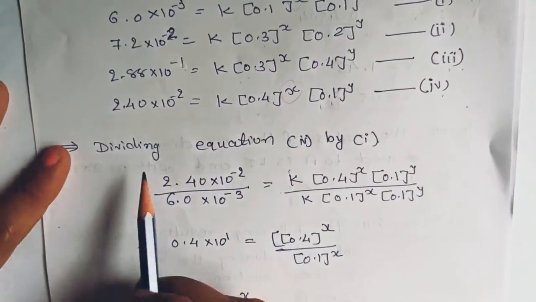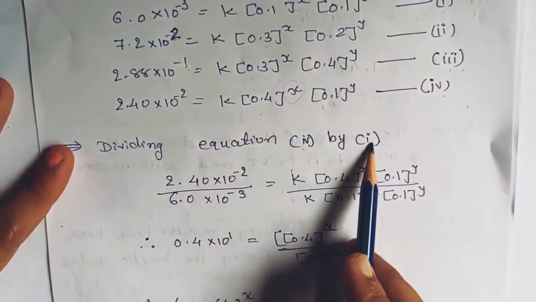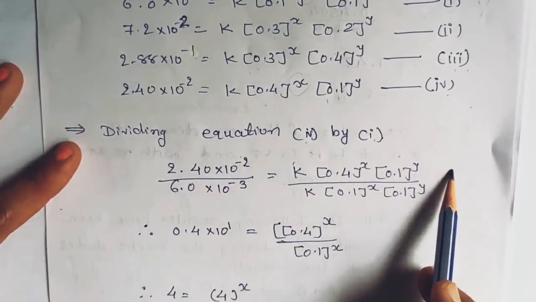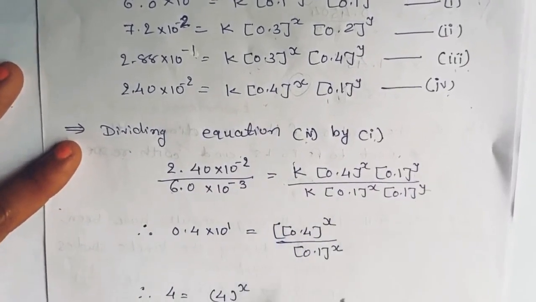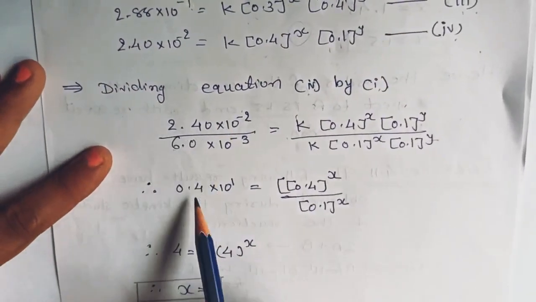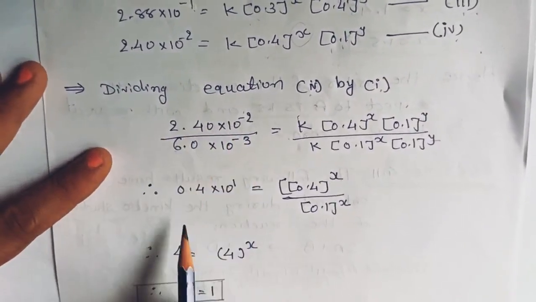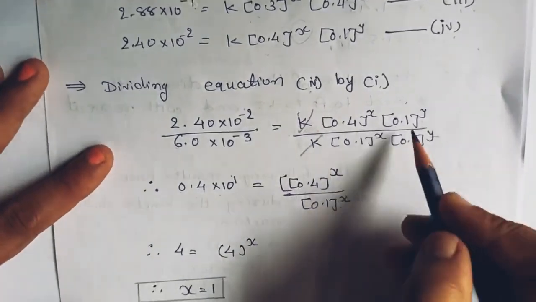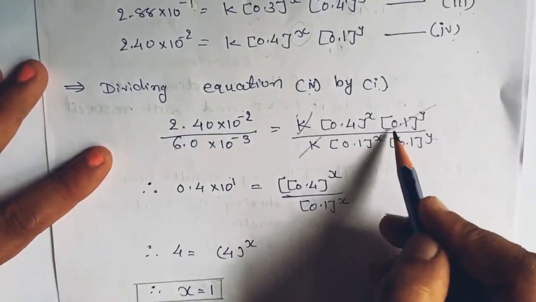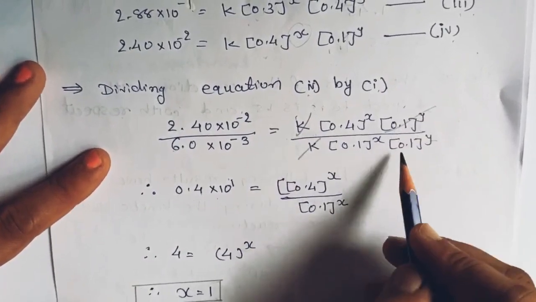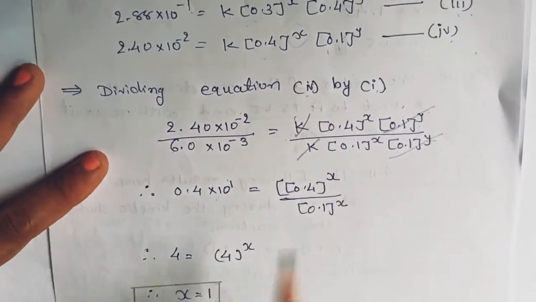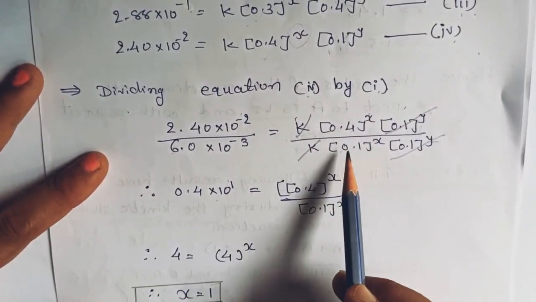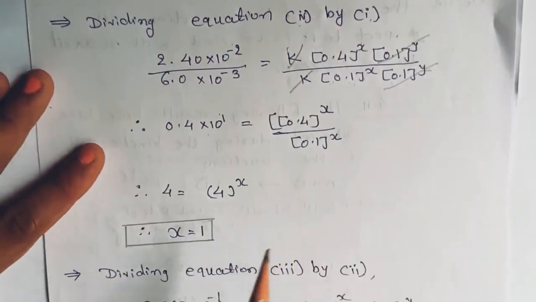Okay, so first of all we take the fourth and first equations. Write the fourth equation and then divide by the first equation. If you do the division of that term, you will get 0.4 into 10 to the power 1. Here you can see that the k will be cancelled out. Similarly, 0.1 to the power y and 0.1 to the power y also cancel out. So there is only 0.5 to the power x and 0.1 to the power x, right?